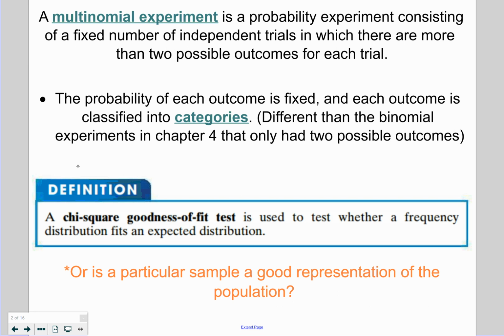So really what that means is, is a certain sample of data a good representation of our population? Does our sample represent what should be happening in the population? If I know that my population should give me a symmetric distribution, is my sample also giving me a symmetric distribution? Or if I know that my population is supposed to be spread out a certain way based on percentages, does my sample also have that same sort of spread? So does it represent the population well? Okay.